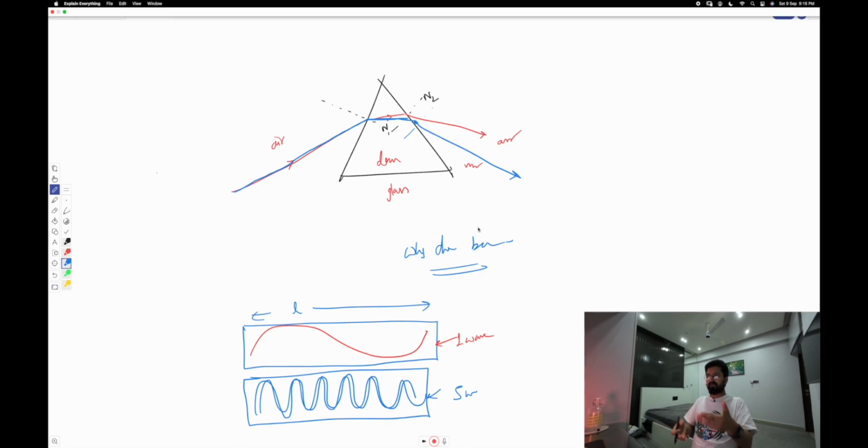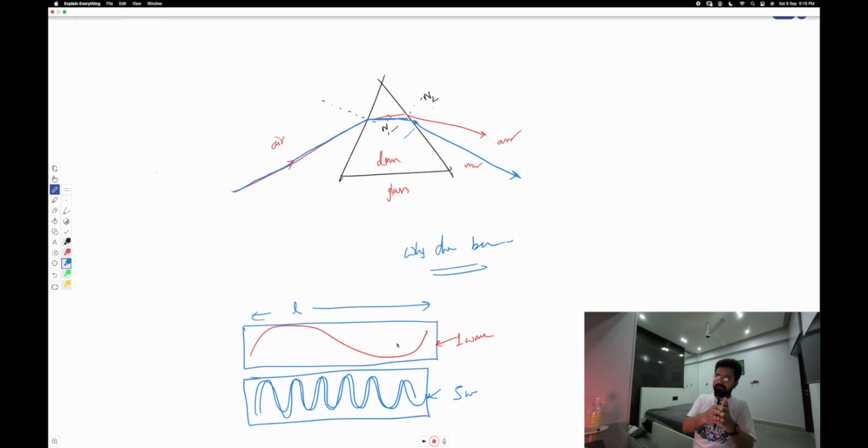Same reason, because blue was very slow compared to red in glass, and as soon as it enters into air, there is a drastic change in speed compared to red, and due to that huge amount of change in speed, it bends further away from the normal, right?